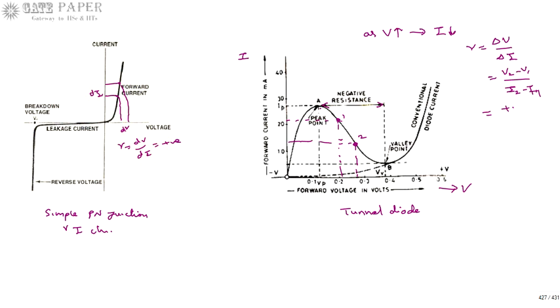So V2 minus V1 is positive, but I2 is going to be less compared to I1. So you will get some negative quantity. The total is nothing but a negative value. So differential resistance is going to be negative during a portion between A and B.